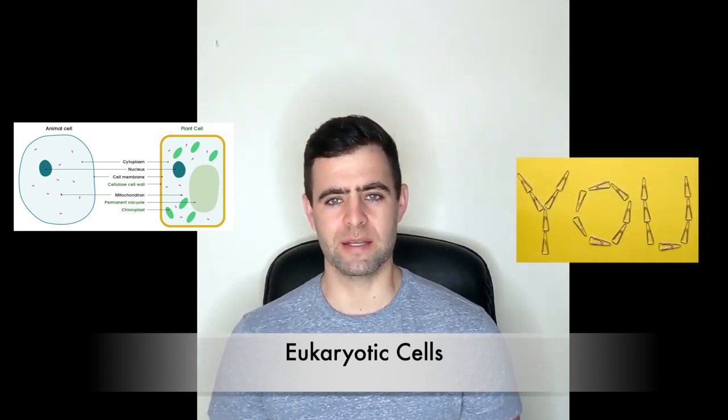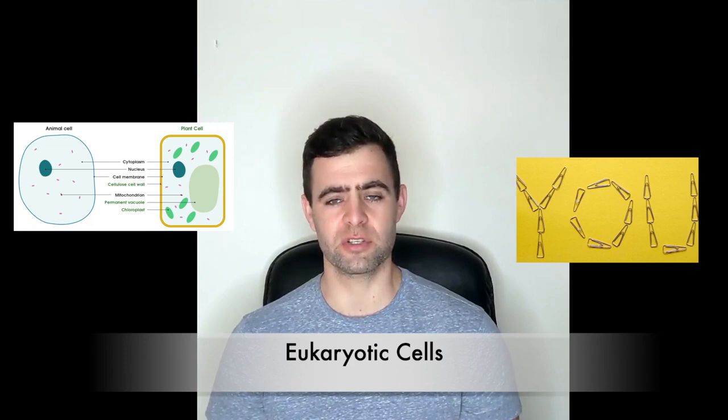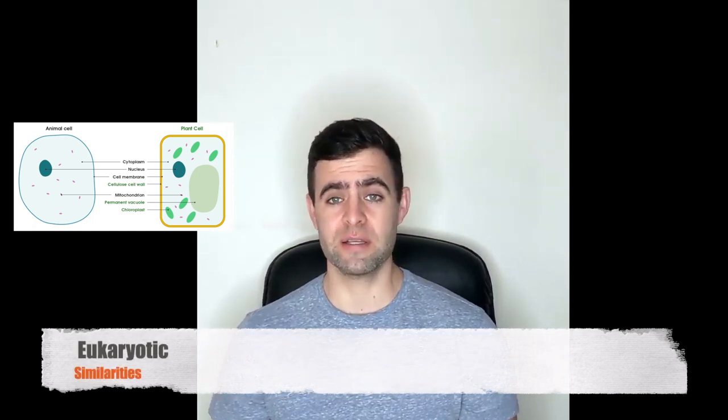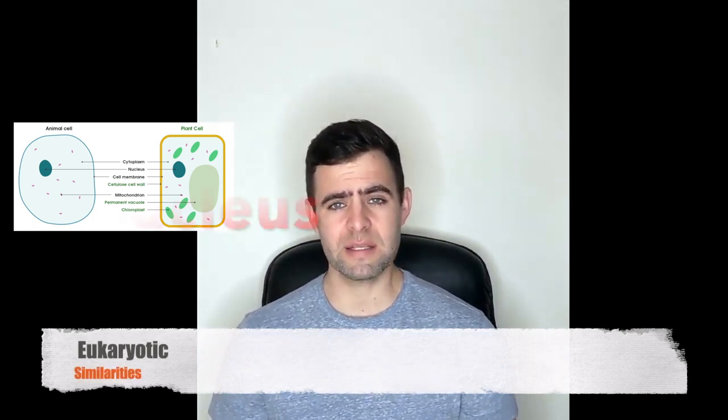So animal and plant cells have very similar structures. A few differences though. So let's first look at the similarities and then we can look at what makes them different. So similarities, they're very similar in size. Plant cells are a little bit larger usually, but generally speaking, they're pretty close in size. Both of them have a nucleus.